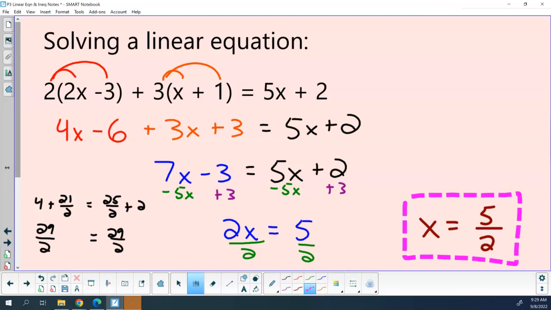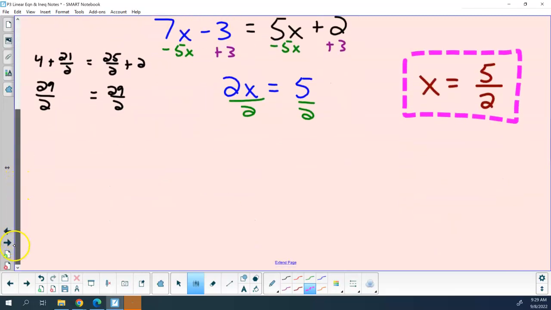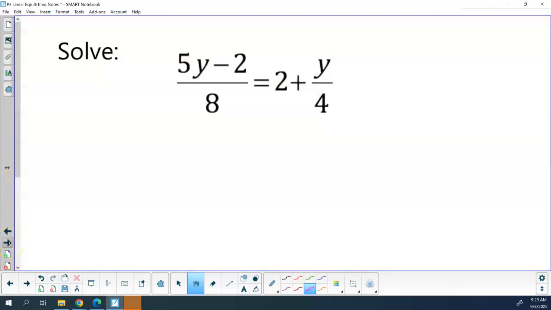Nailed it. Okay? Go for it. Solve for y. Out of curiosity, what did some people do first? Tell me what your first step was.